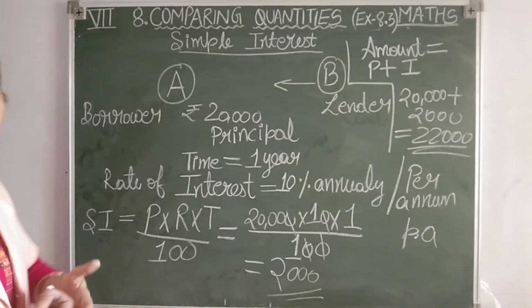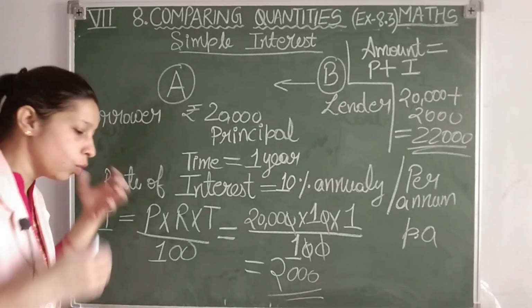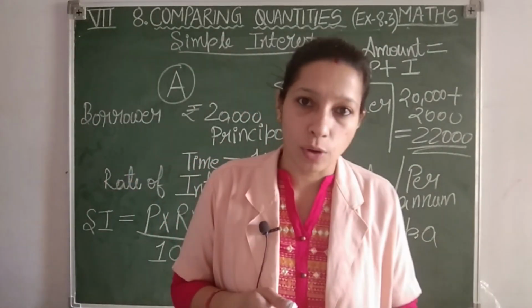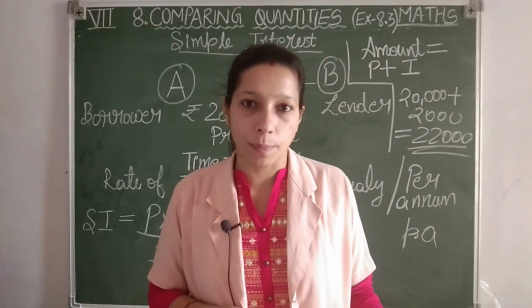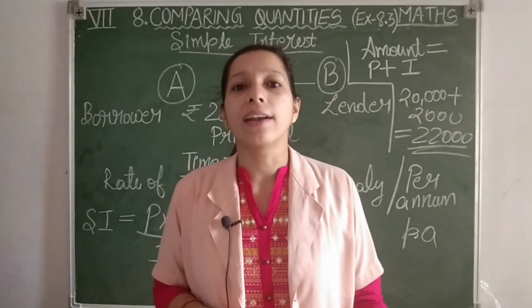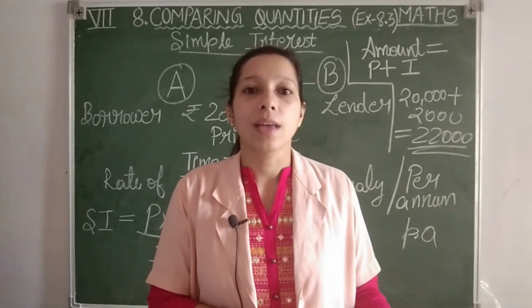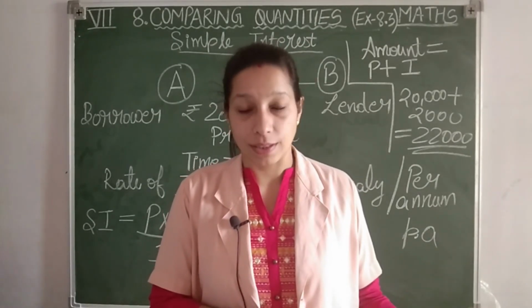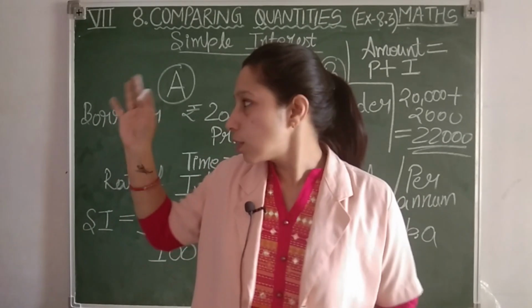So this is all about simple interest. I hope the explanation is clear to you. Whenever a person takes money from the other person or borrows money from the other person, there is a risk, and to compensate that risk, the borrower pays some interest amount to the other person, the lender. Okay, students. So this was the explanation.